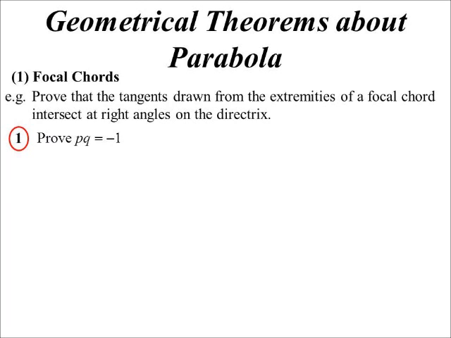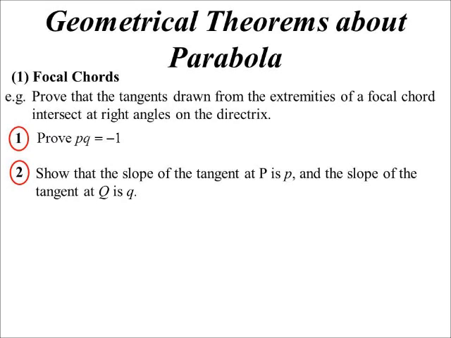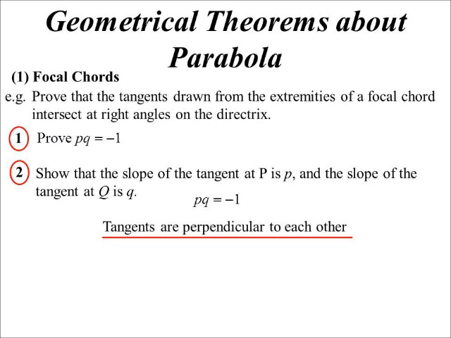But remember, the slope of the tangent we found out was indeed the parameter. So the slope of the tangent at P is p, the slope of the tangent at Q is q, and we're saying p times q is equal to -1. So the slopes of the two tangents multiply together to give -1. Well, if that's true, then those tangents must be perpendicular because their slopes multiply together to give -1. So that's how you do the first part, intersect at right angles.